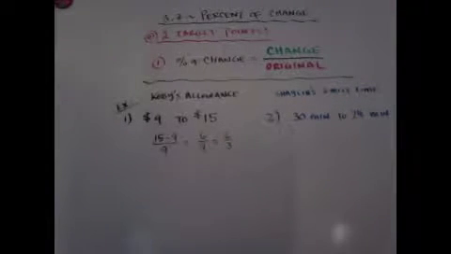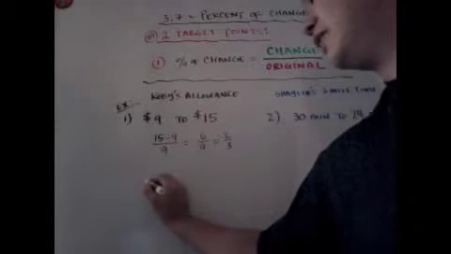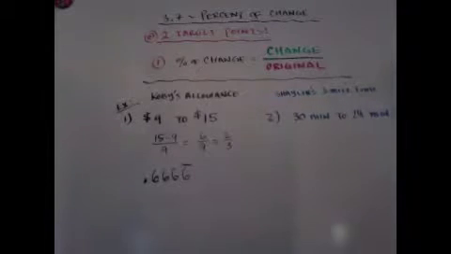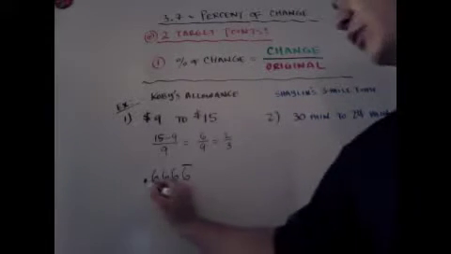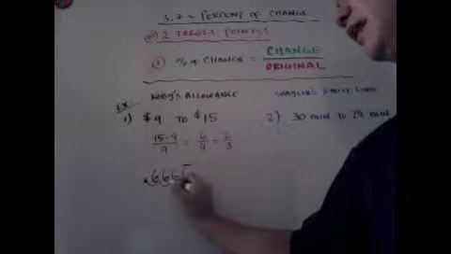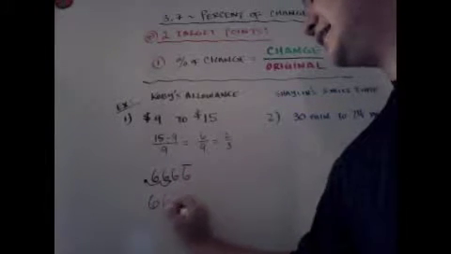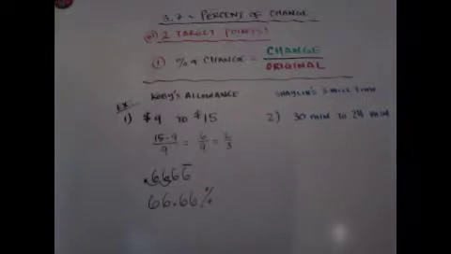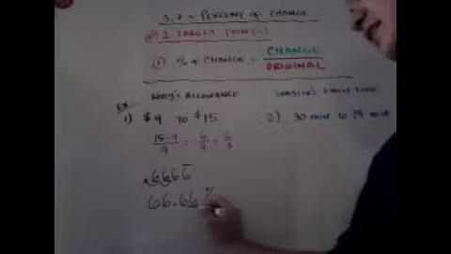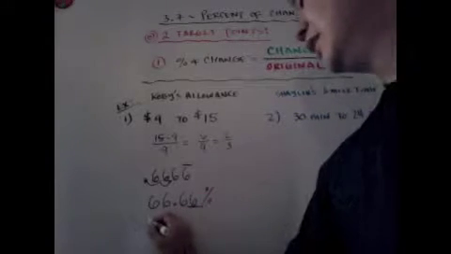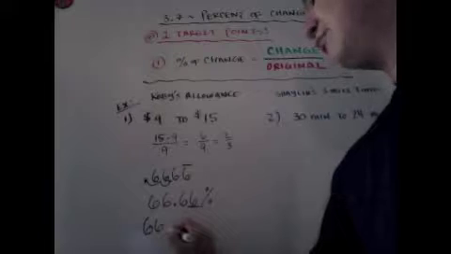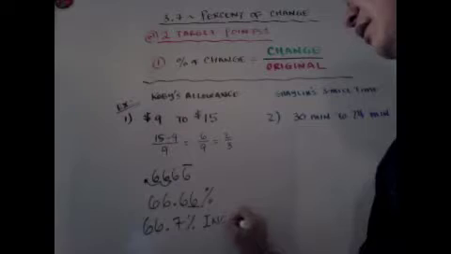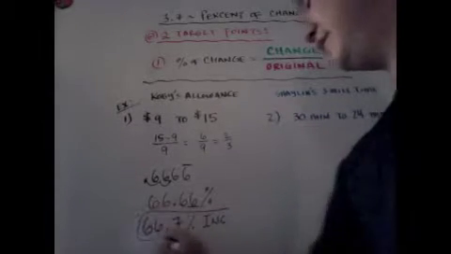But now we need to change that to a percentage. So when you do that on a calculator, you're going to get 0.6666 and repeating. It'll just keep repeating. When we go to a percent, we go over two decimal places. So we go 1, 2, and we put the decimal there. So we're going to get 66.66%. But we want to round to the nearest tenth of a percent. So we look at this number, and since it's greater than 5, we're going to round up. So our answer is going to be 66.7%, and we said it was an increase because it went up from 9 to 15.